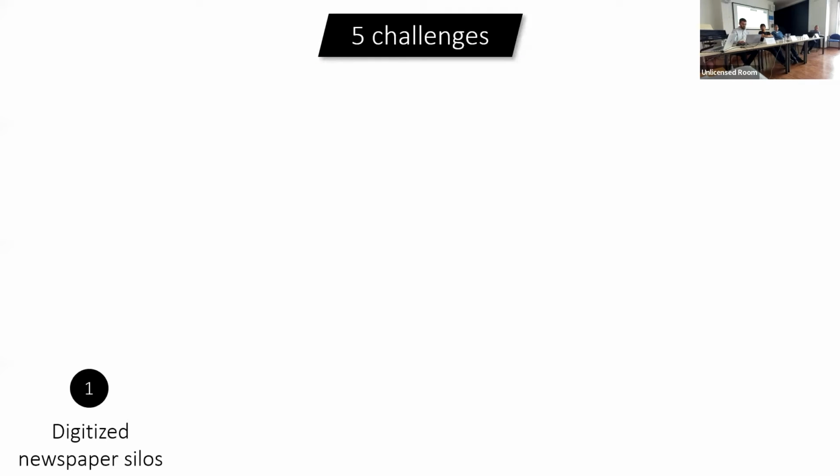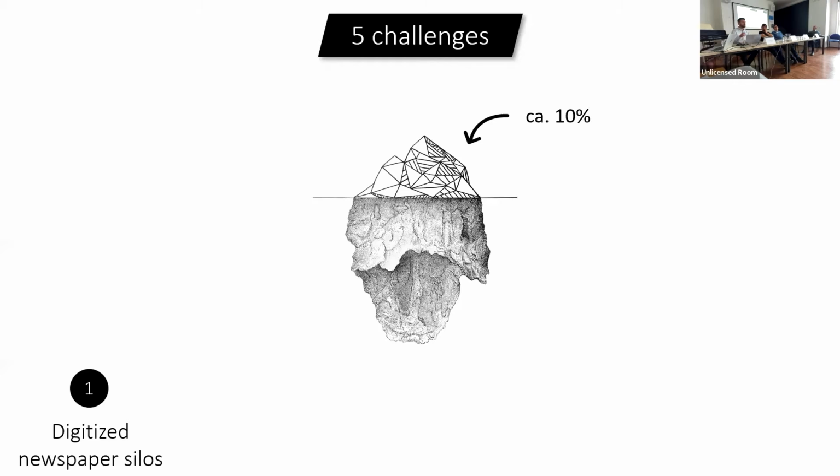So before showing you the tool, I want to focus on 5 key challenges that we had to face, very similar to what Antoine has also mentioned. The materials are the same, so there is a certain overlap between the two. The first is the problem of digitized newspaper silos, which has 2 sub-issues: one is the digitization of the materials, and the other one is their accessibility.